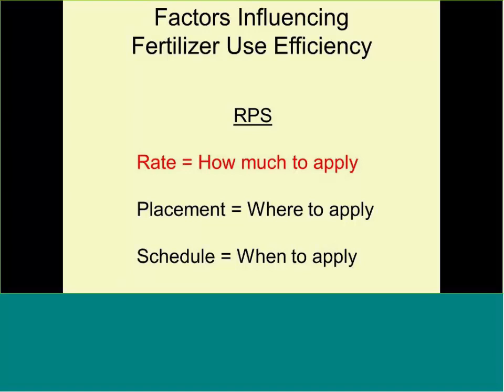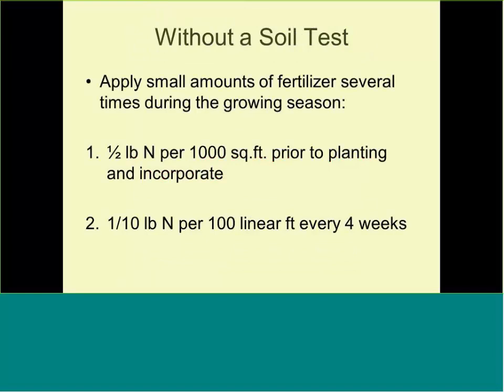When you're thinking about fertilizer, you want to keep this RPS acronym in mind. RPS means how much I want to apply, the rate, where do I want to apply it, that's the placement, and when do I want to apply it. Rate, placement, and timing are the three best factors for a successful fertility program. And let's go over them in more detail.